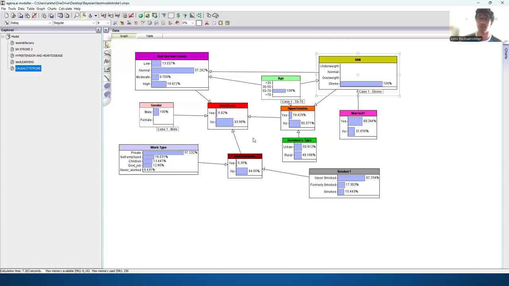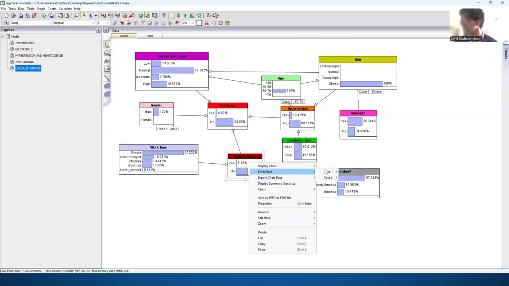The model, in addition, does back inference. Even though marital status is still unknown, the fact that the patient is obese suggests there is a good chance he might be married, so that node's probability is adjusted accordingly. I now specify that the patient has heart disease.